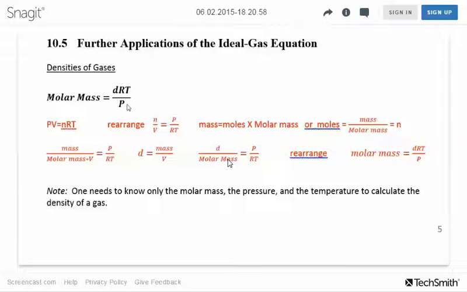Now, if you don't like derivations, don't worry about it. Close your eyes, skip forward to the next section. If you're curious where this equation comes from, then watch this part. I'm not going to test you on it, I just want you to know where the equation comes from.